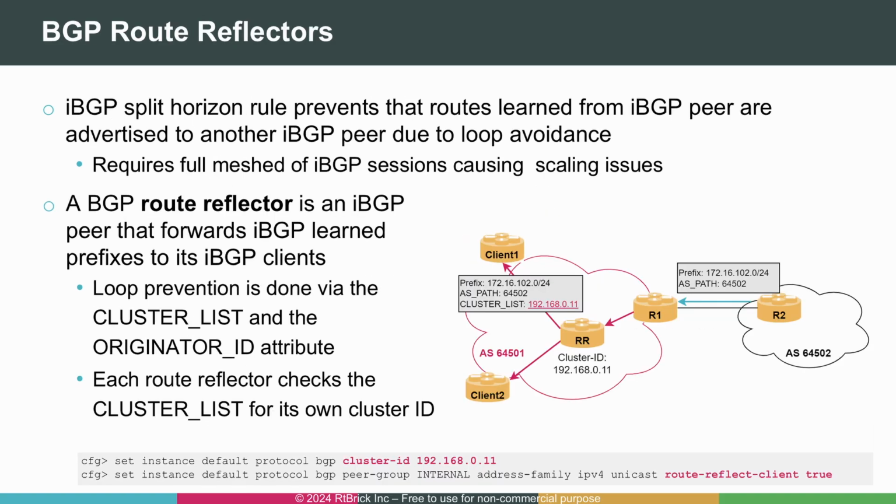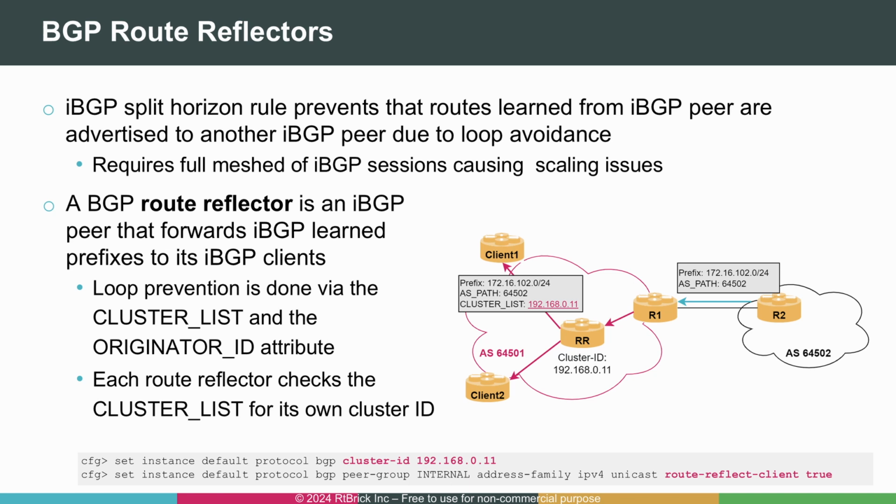As we've seen, the BGP split horizon rule prevents routes learned from one internal peer from being advertised to another, requiring a full mesh of BGP sessions. As the number of routers in an AS increases, the number of BGP sessions grows quadratically.